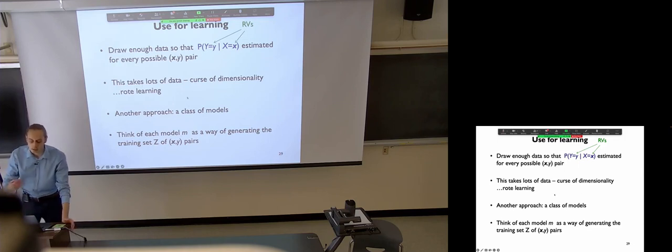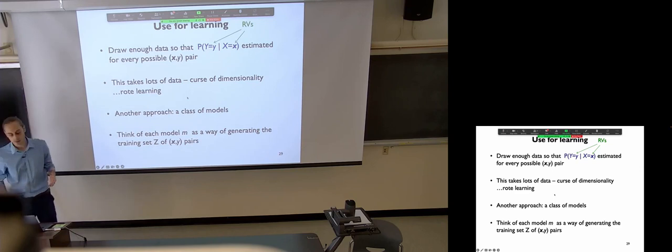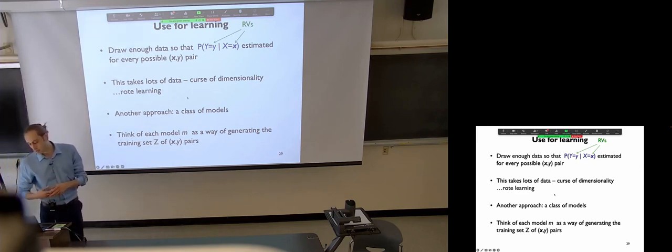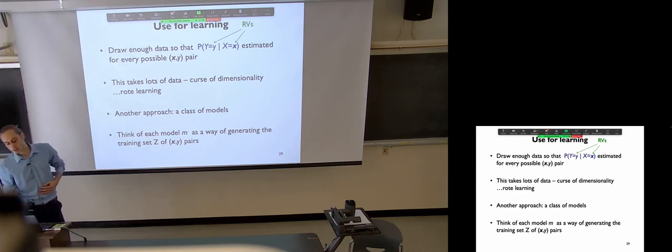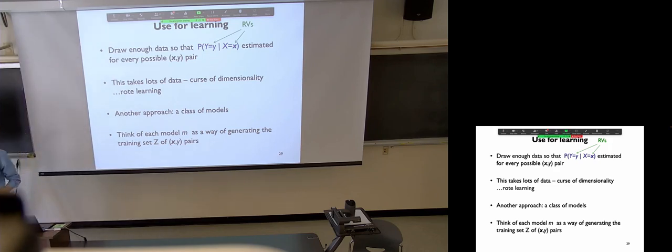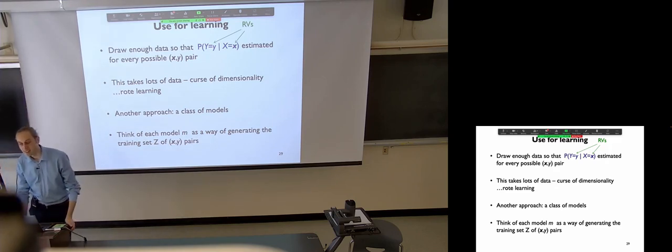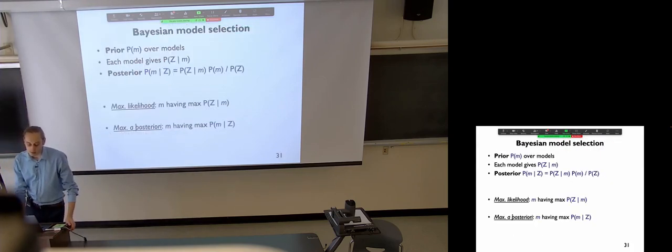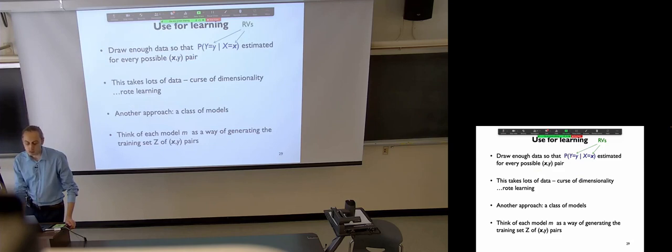So another approach is basically to use what we call a class of models, and to think of each model M as a way to generate the training set Z of the images. So basically, we have a model that can generate us the images, and this is what we call generative models, a model that can generate us data.